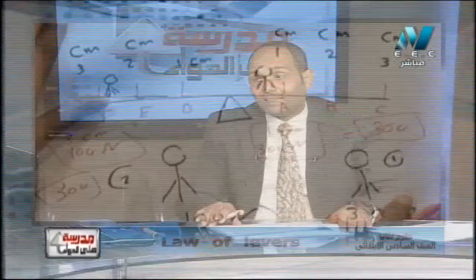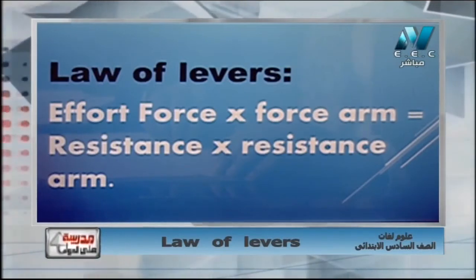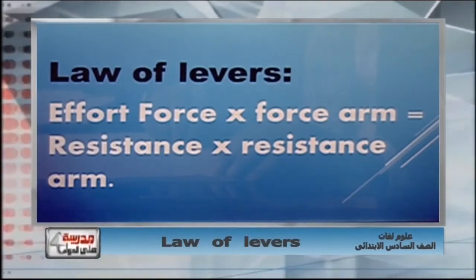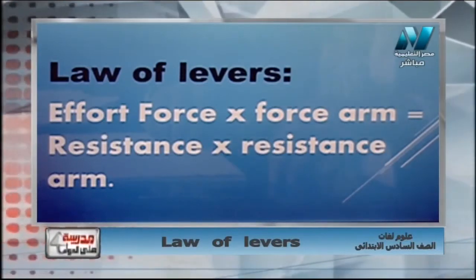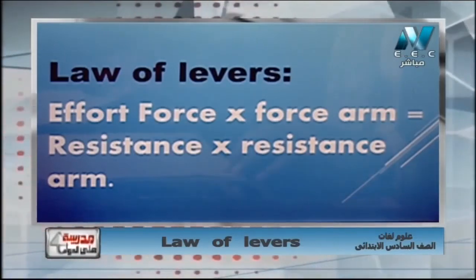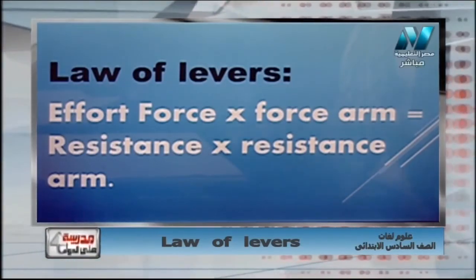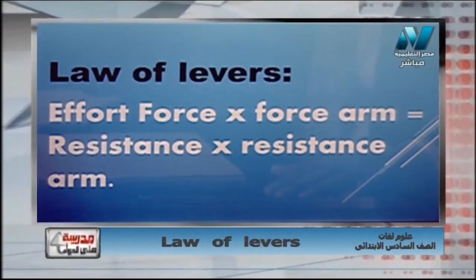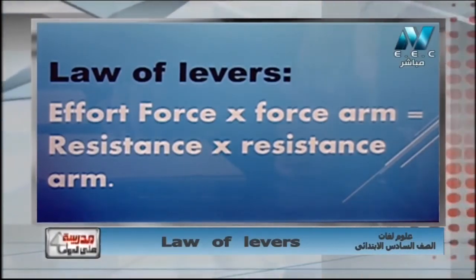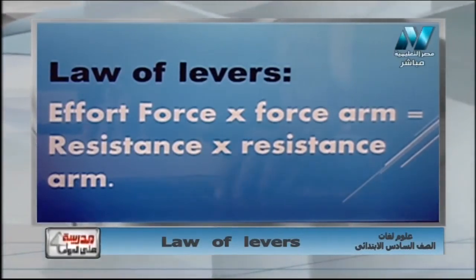So now we can deduce what's meant by the law of levers. The law of levers states that effort force times force arm equals resistance times resistance arm. So now the two sides of the lever are balanced. Not one of them is more, so it will not move in any direction, but will be balanced.